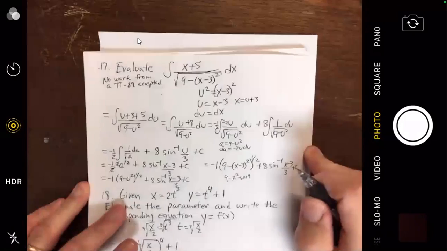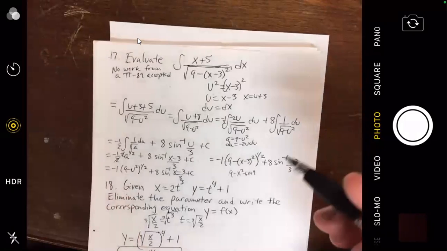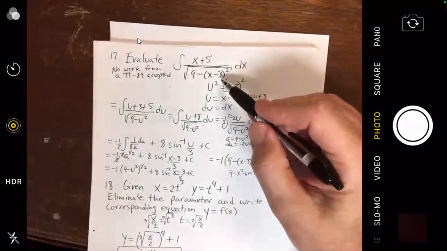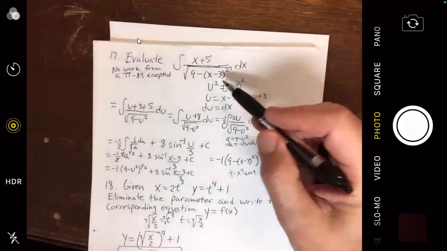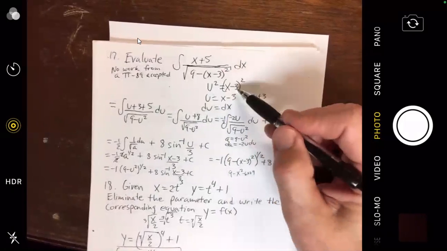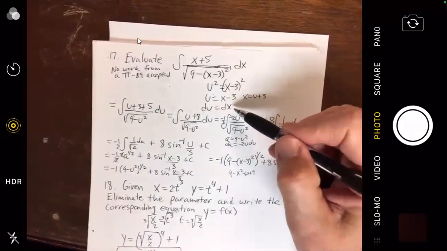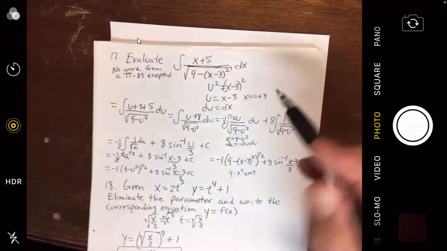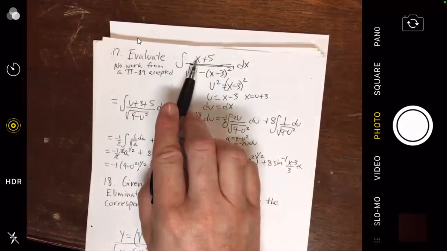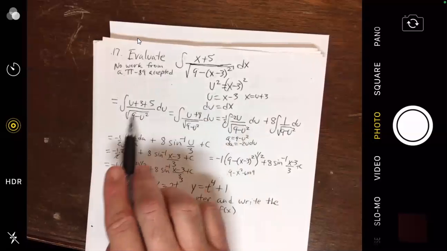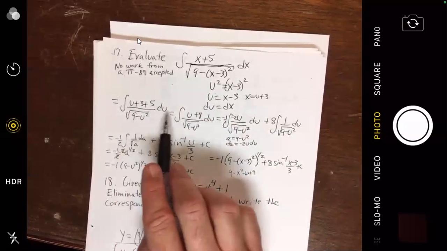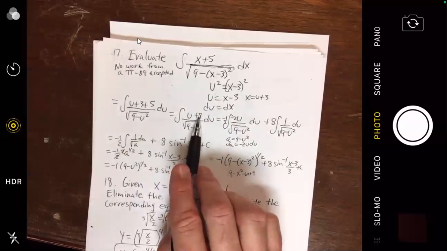All right, 17. This is from chapter 5, kind of a trig form. Make your u squared the x minus 3 squared here, put a single letter there. Your u is x minus 3, your du is identical to dx. And then x is u plus 3 from this line, so you can put that in for the x, plus 5 square root of 9 minus u squared. That makes u plus 8.